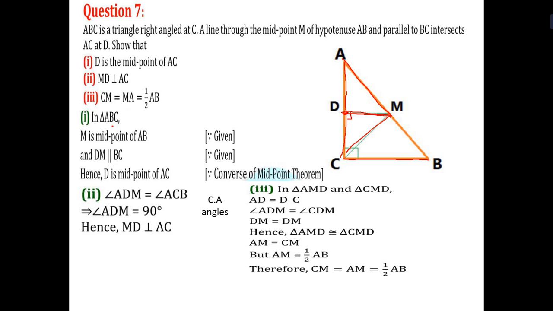So first of all, in triangle ABC, M is a midpoint. So DM parallel to BC, converse of midpoint theorem. So D is a midpoint of AC. So hence it is proved. Now if you see that angle ADM is equal to angle ACB, ADM here it is 90, and ACB here again it is 90. So corresponding angle pairs are there. So MD is perpendicular to AC.